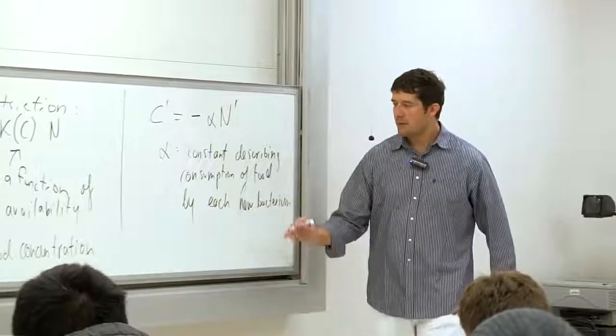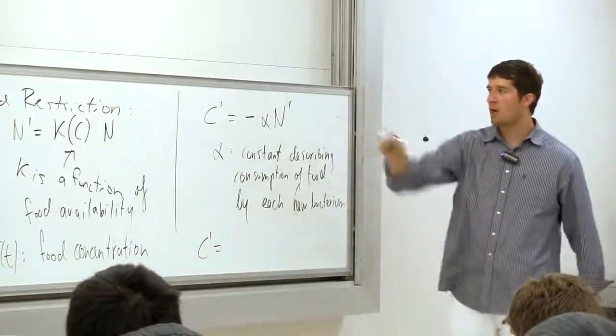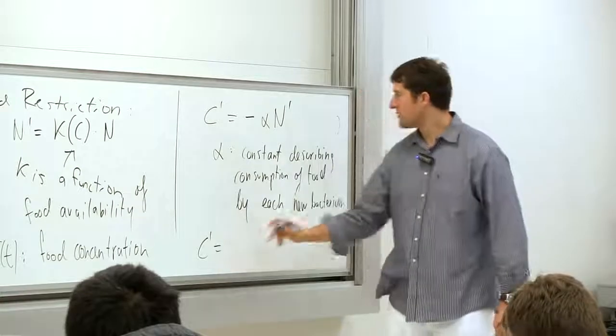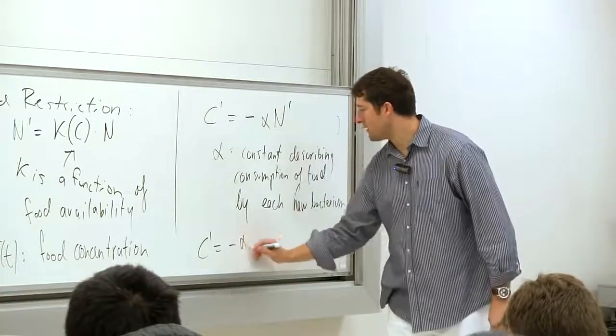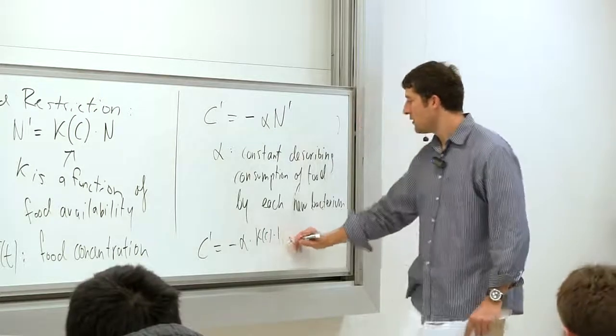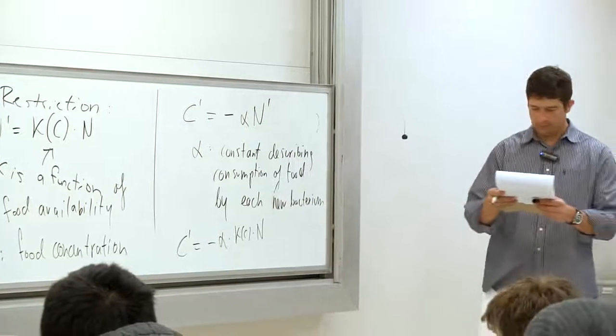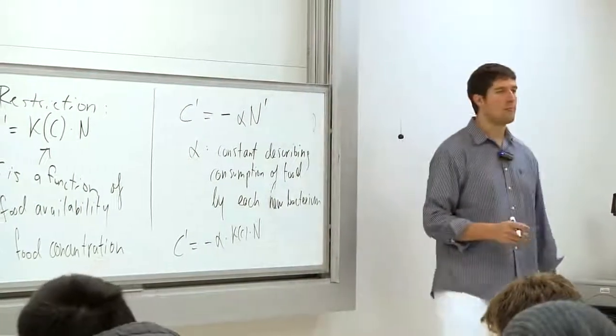Okay, but we know that M prime has that formula over there. So then C prime is equal to minus alpha times K of C times N. Okay?